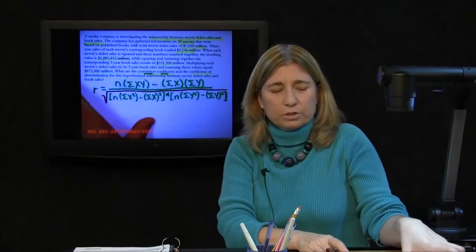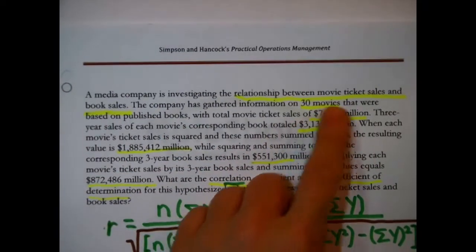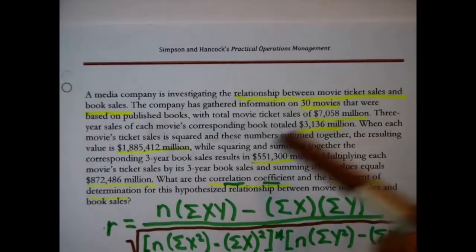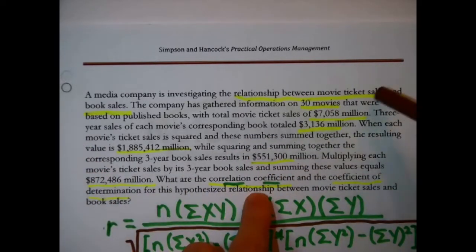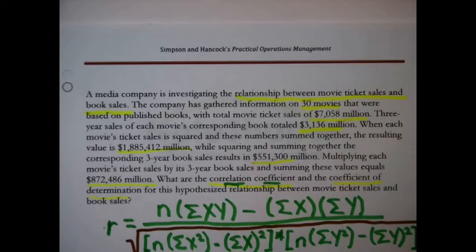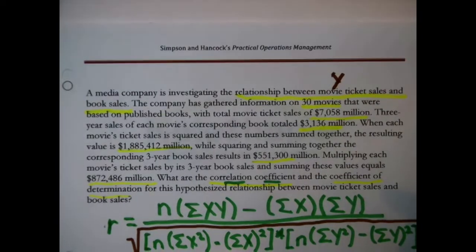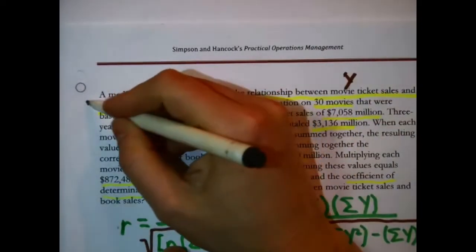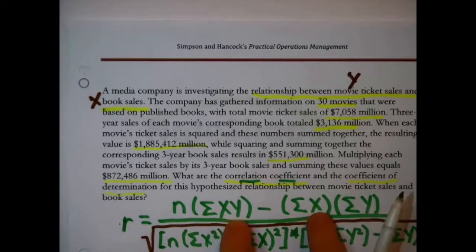Now, do you notice in the original situation, why would they be doing this analysis? They're trying to see if the 3-year book sales, you know, a book comes out and it's around for 3 years, would predict the movie ticket sales. Then they make a movie. That makes the movie Y. The book or book sales X. So that's what my Y's and my X's mean in this particular case.